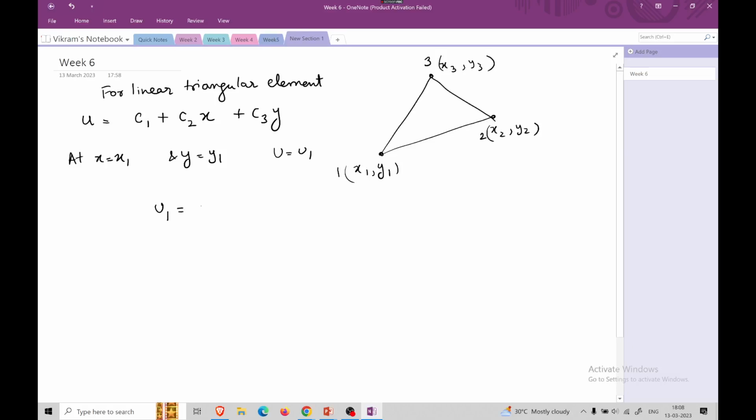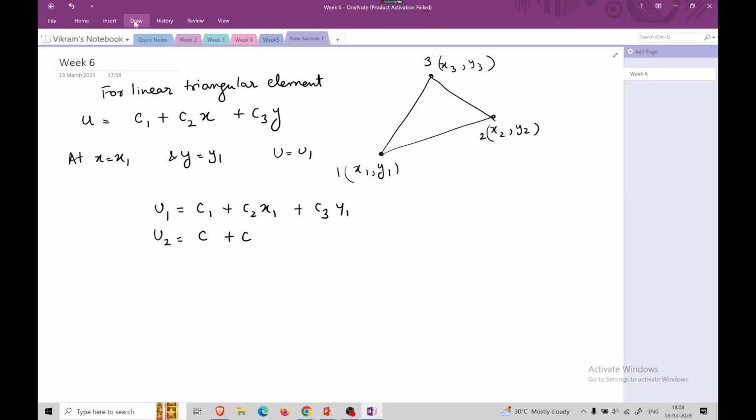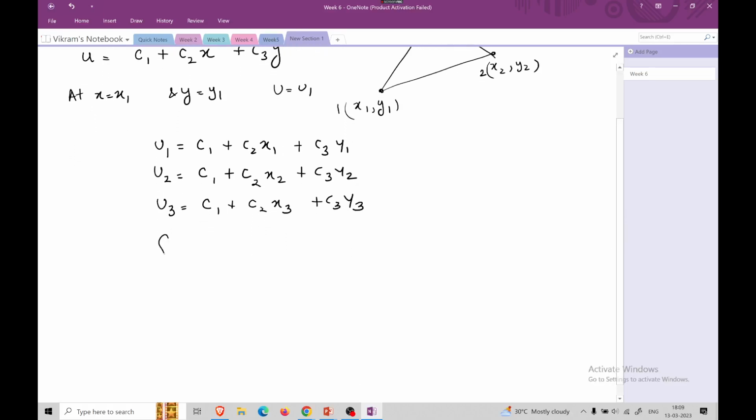My u1 is going to be c1 plus c2 x1 plus c3 y1. My u2 is going to be c1 plus c2 x2 plus c3 y2. My u3 is going to be c1 plus c2 x3 plus c3 y3. So these are my three equations. These three equations I am going to represent in matrix form like this, which is going to be u1, u2, u3 on one side.